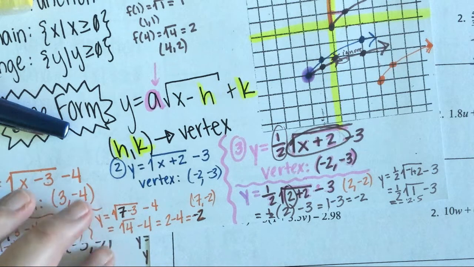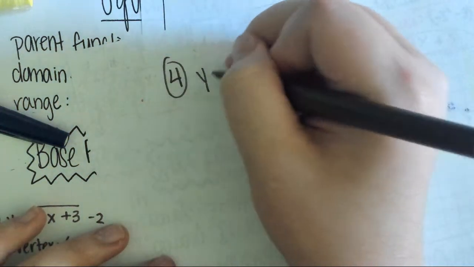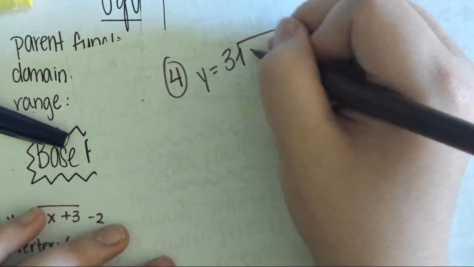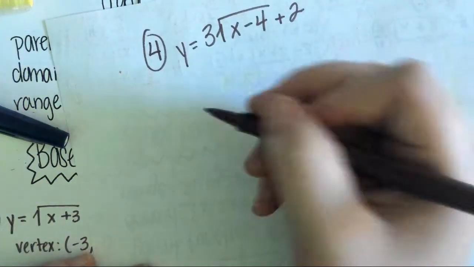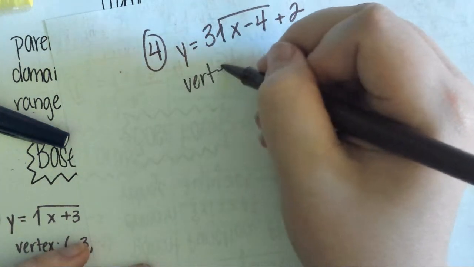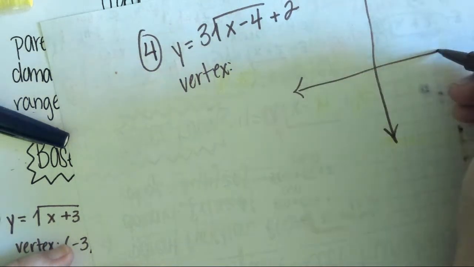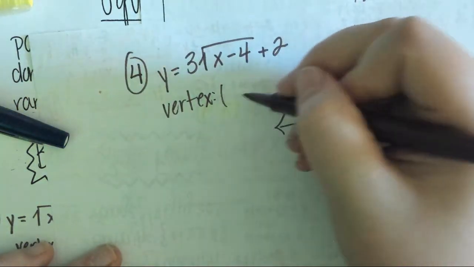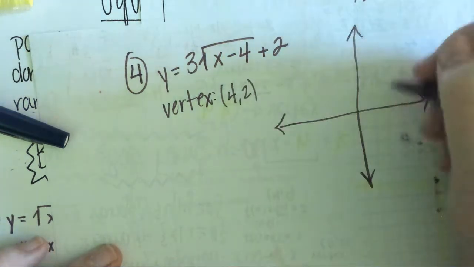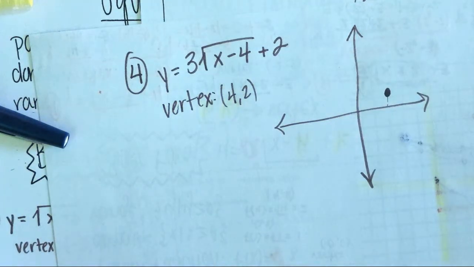Okay, flip your paper over. I need to do one more for my own sanity. Where would the vertex of this one be? Okay, so I go over 4, I go up 2, we're just going to pretend it's there. Looks good. Real good. Awesome.